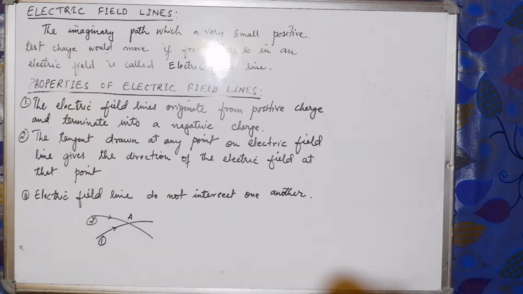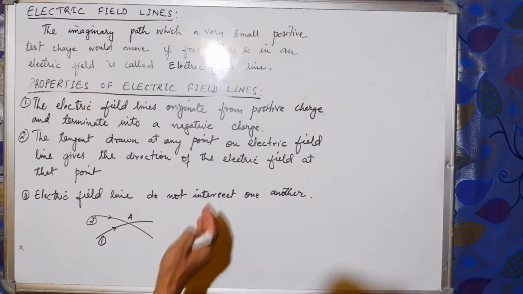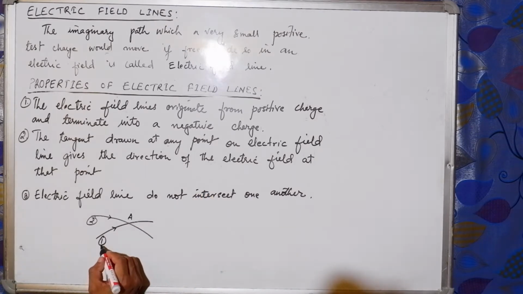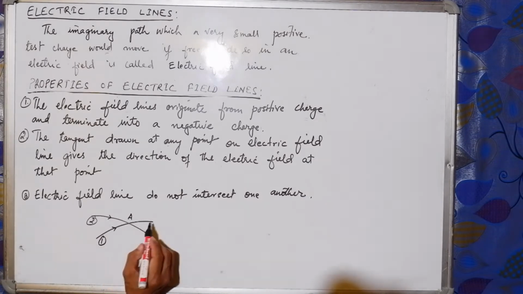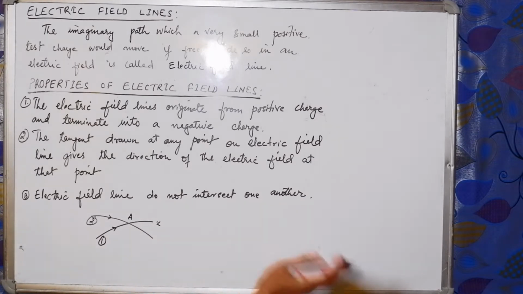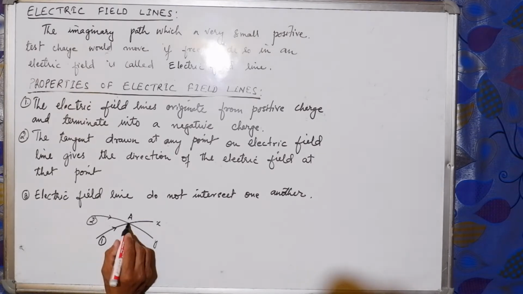Now, if we consider electric field line number 1, at point A it will have two directions. One is along X, another one is along Y. So if you look at point A, the electric field line number 1 will have two directions, one along X and one along Y, which is not possible in the case of a vector quantity. It will not be possible for it to have two directions at one point.